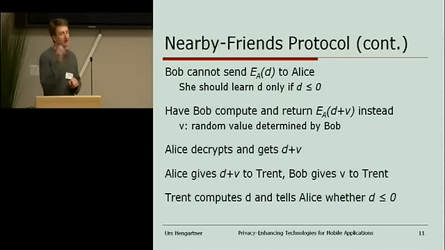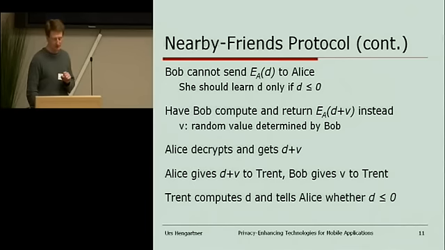And so now Trent takes these two values and computes d. Trent learns whether Alice and Bob are nearby, and this is the only information that Trent learns, and he notifies Alice and Bob whether they are nearby. Any questions about the protocol so far?